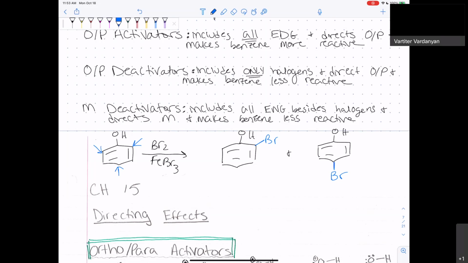So halogen groups are still going to be part of the more reactive. It's just they're going to be super weak.